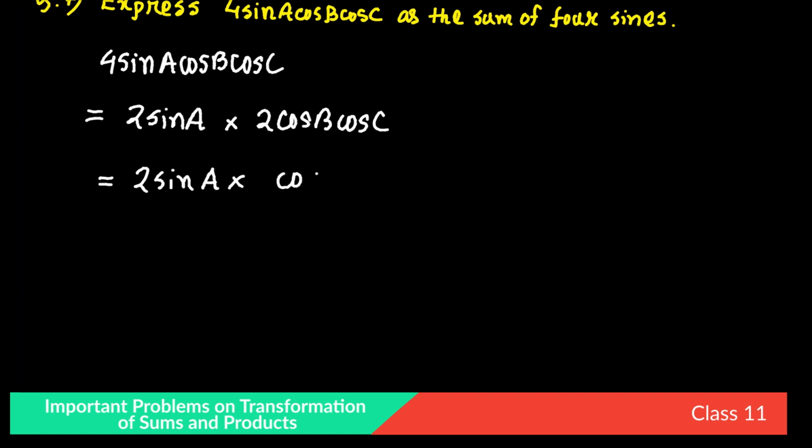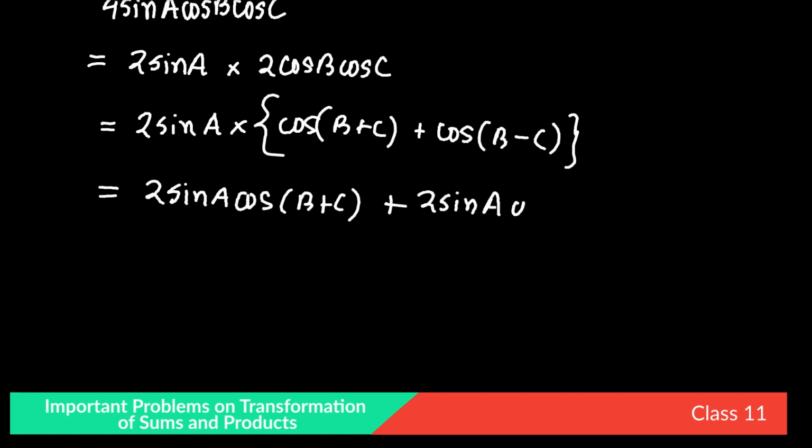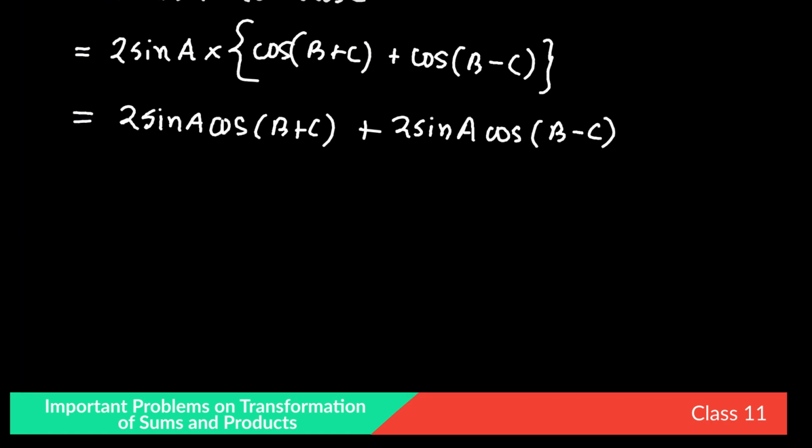So actually it is what? Cos of (B plus C) plus cos of (B minus C). Now if I multiply by 2 sin A, it becomes 2 sin A cos (B plus C) plus 2 sin A cos (B minus C). Now if you see carefully, the two individual terms are in the form of 2 sin A cos B. So it is actually sin (A plus B) plus sin (A minus B).